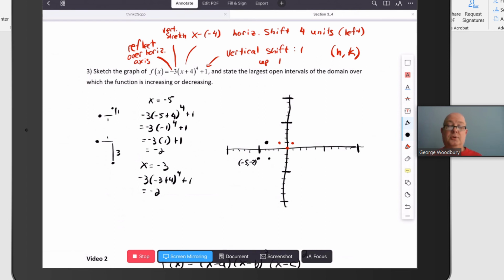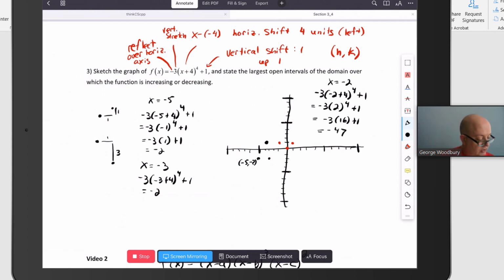Now, these are going to be clearly off the graph that I've given, but let's say I did x equals negative 2, moving to the right. One more step. Negative 3 times negative 2 plus 4 to the 4th power plus 1. That's negative 3 times 2 to the 4th power plus 1, or negative 3 times 16 plus 1. That equals negative 47. So that's going to be way off the graph at the bottom. I can just make a quick sketch here, something like that.